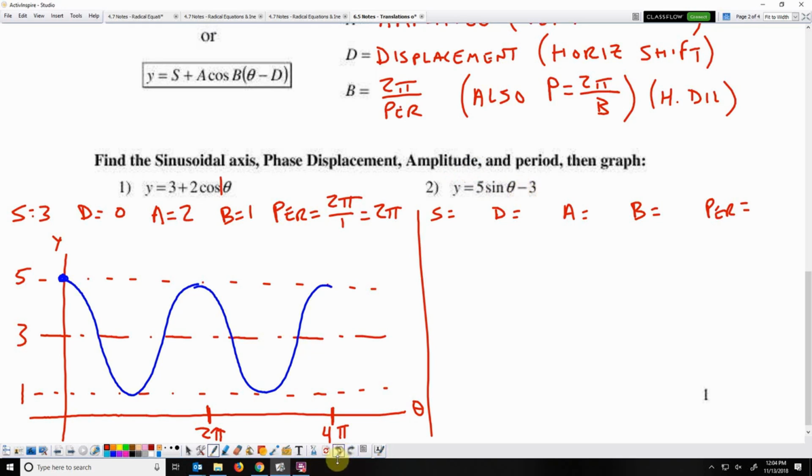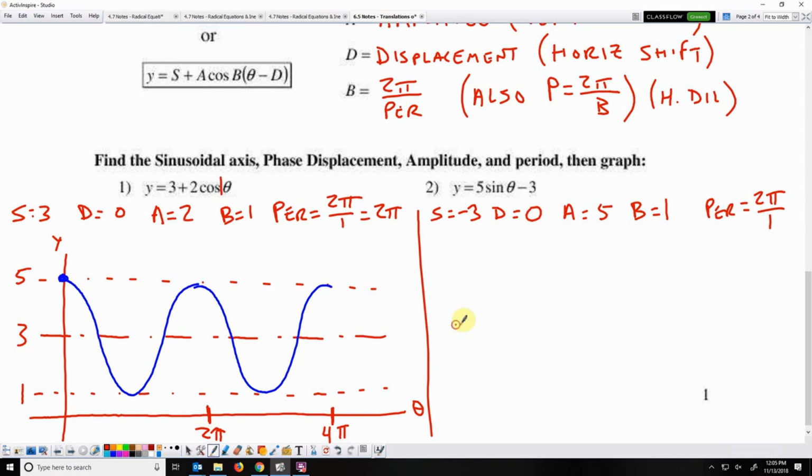So just because it's in the back, that doesn't mean it is the displacement. This would make it the displacement. Without those parentheses, that is the sinusoidal axis. So the displacement, there is none. The amplitude is 5. And once again, between sine and theta is a 1. So B is 1. So period is 2 pi over 1. So the period, once again, is 2 pi.